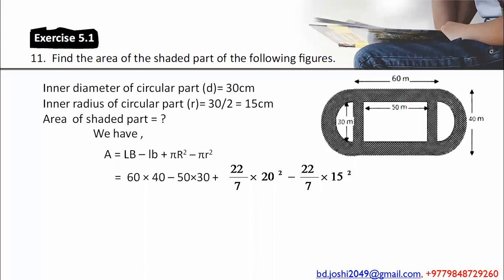I asked you, are you calculating? Yes, sir. Or some are waiting for others' responses? All of you have to calculate yourself, don't wait for others' response. Yes, total 1450. So check this one. Yes, 1450 meter square. This is the area of the shaded region of the figure which is shown here.